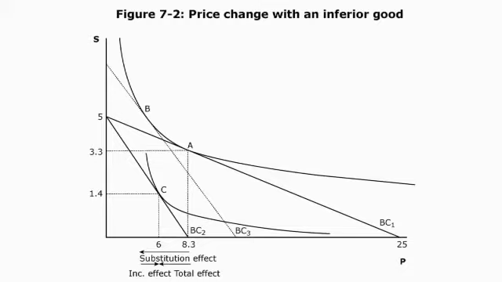So your original budget constraint, BC1, runs from 5 steak to 25 potatoes, or something in between. And so individuals choose point A, where they're consuming 8.3 potatoes. Okay, they choose point A. Now, let's imagine that... We also ought to label the number of steaks that comes from that. I don't know what the number of steaks is.